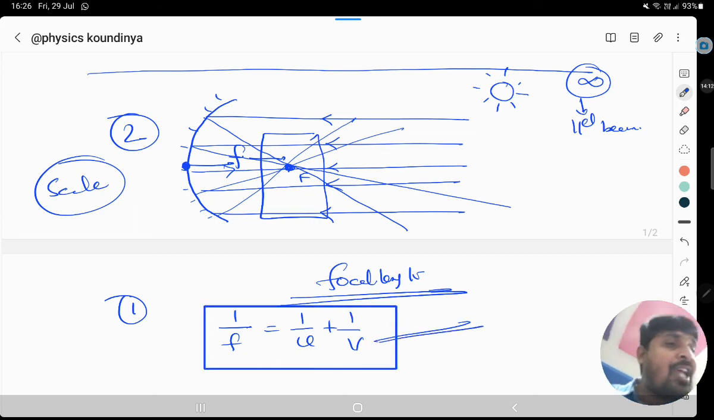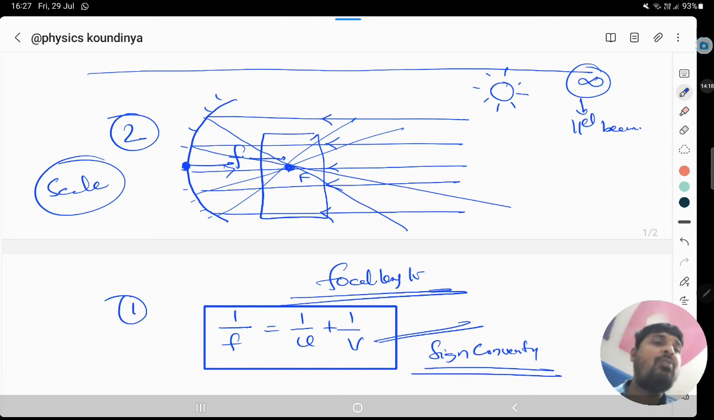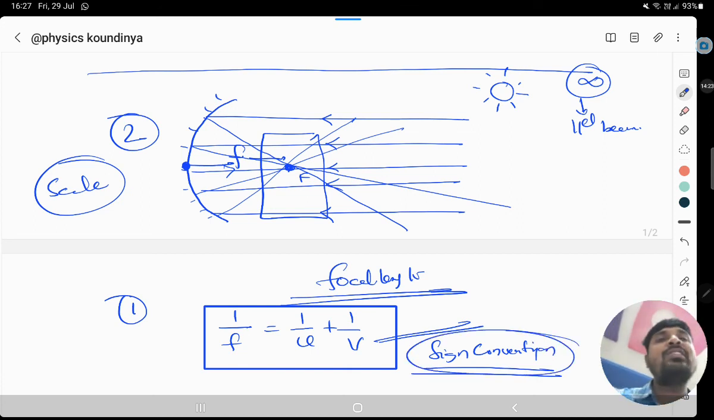In tomorrow's class we are going to discuss the derivation of the mirror formula, and we are going to discuss sign convention. How to go for the sign convention is a very important topic that we are going to discuss in tomorrow's class.